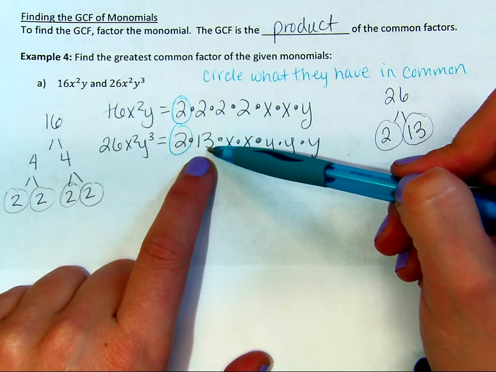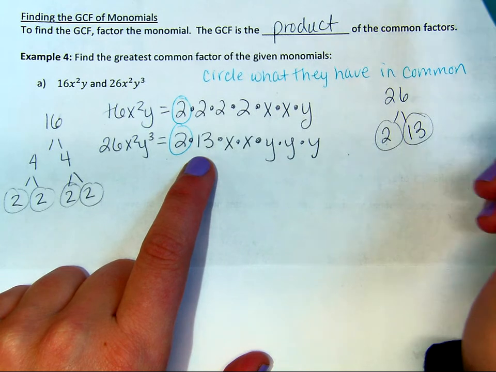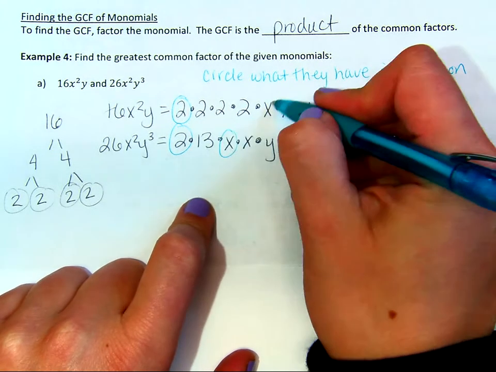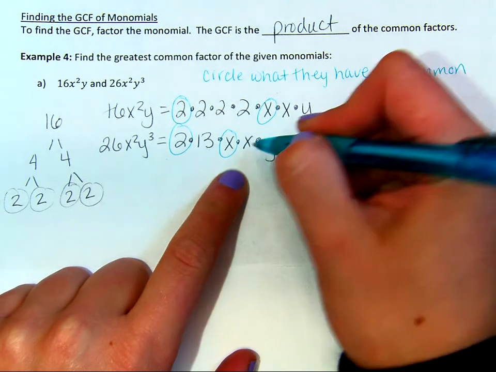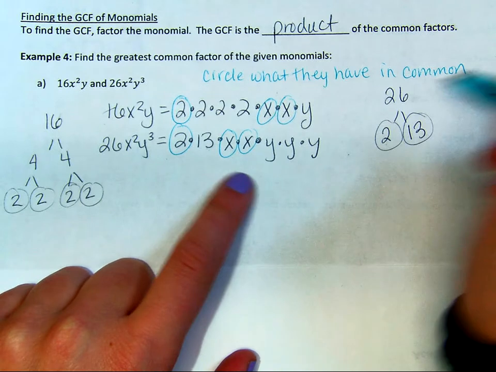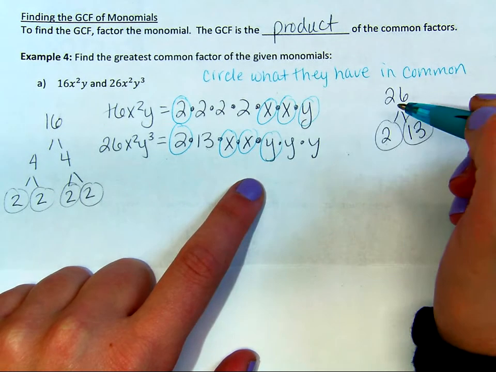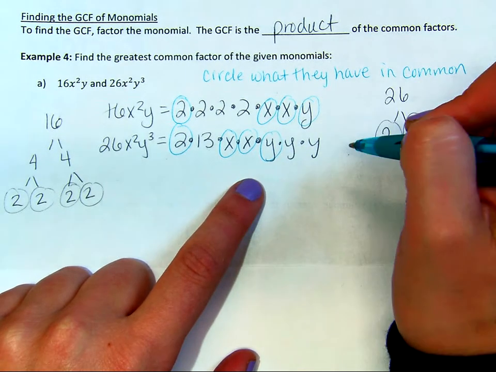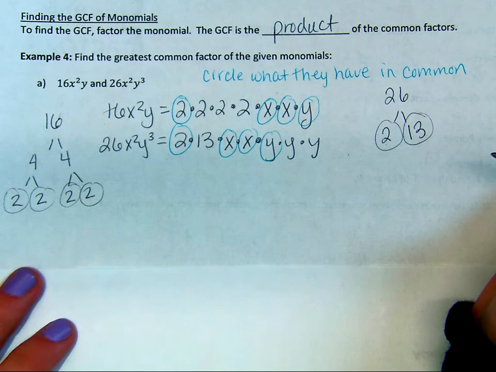This is the only one with a 13, so I can't circle the 13. Both of them do have an x, though, so I can circle that. Actually, both of them have 2 x's. And then they both have a y. They don't both have a second y, though, so I can't circle a second y.